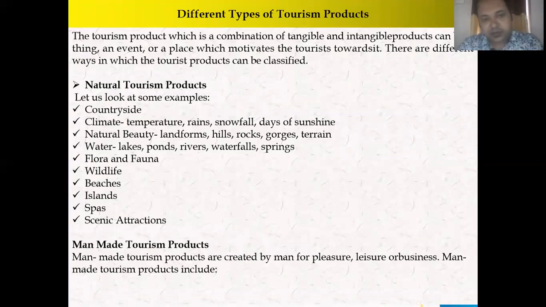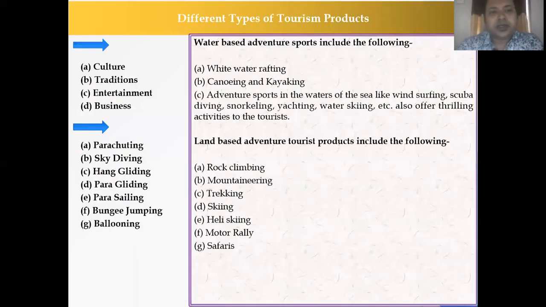Different types of tourism products. If I say different types of tourism products, then definitely we will go through them nationally. If I see the natural tourism product, then definitely we would like to identify the countryside, the climate, the water, the flora, fauna and wildlife, beaches, islands, and so many spas and scenic attractions and so on. Main tourism products also attract tourists for their leisure purposes, for taking special interest in certain places. Different types of tourism products include cultural traditions, entertainment, business, parachuting, skydiving, hang gliding, paragliding, parasailing, and so many things included in the different forms of tourism product.